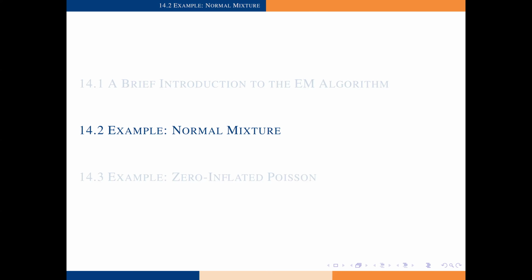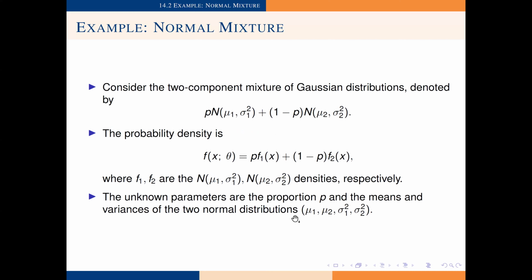Let's see an example of the EM algorithm of the normal mixture motivating example we mentioned earlier. We consider the familiar two-component mixture model of two Gaussian distributions. We know that for this mixture distribution, the corresponding PDF is given by this form over here, where we have the weighted sum of two normal densities.